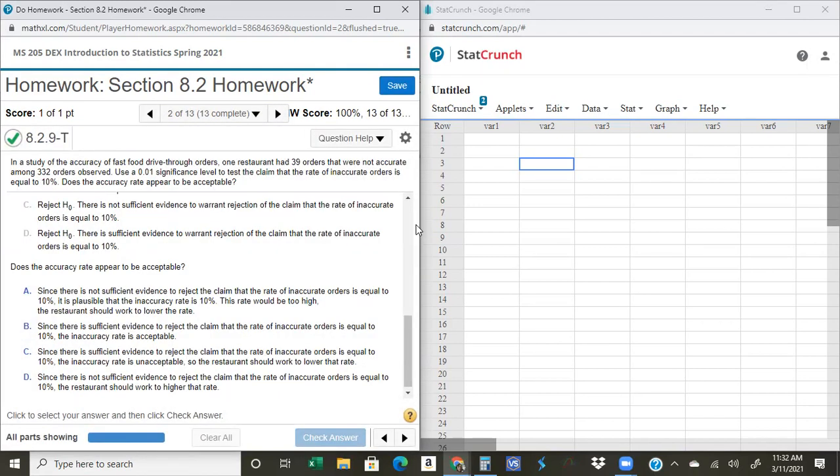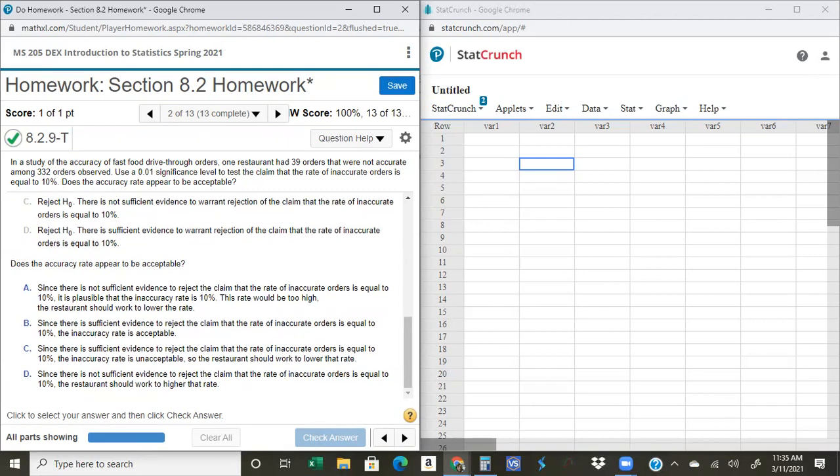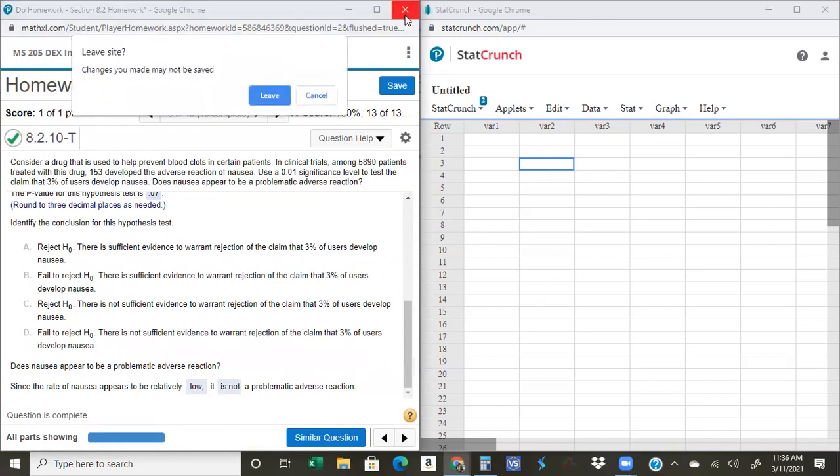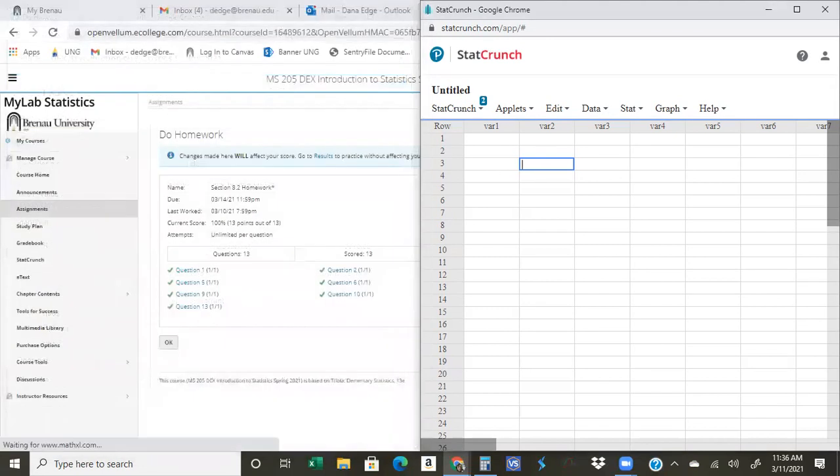Does the accuracy rate appear to be acceptable? A 10% rate of having your orders wrong seems to me that it would be pretty unacceptable. So let's go with that. So this is all we really need to do for most of the problems in this section.